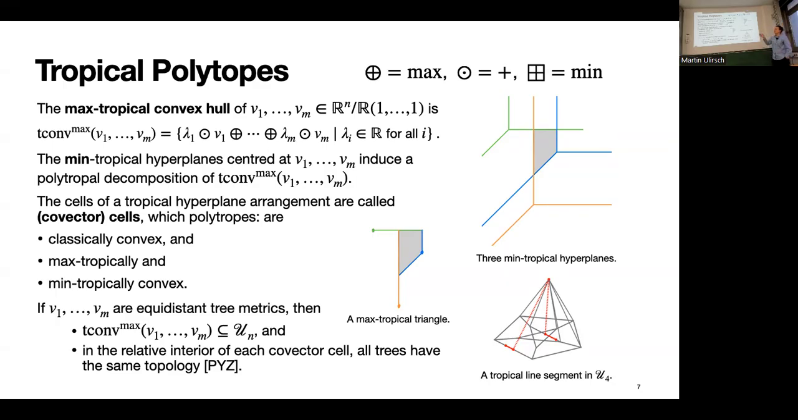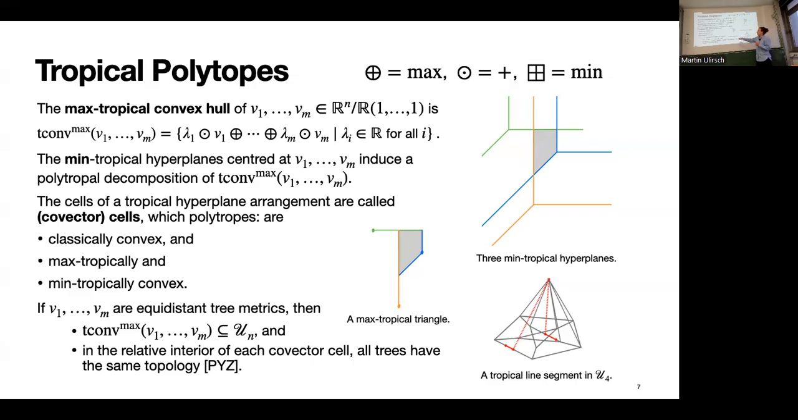And it goes the other way too, so you can swap min and max. Each of these cells is a classical polytope, and it's also max and min tropically convex. That's a polytrope. And if we take a bunch of equidistant trees as our vertices, then by the tropical convexity, the tropical polytope is also going to be contained in the tree space. So that means that every point in there can also be interpreted as a tree.